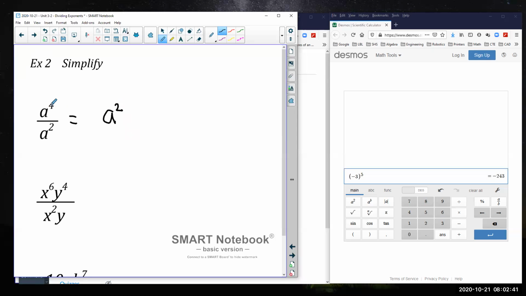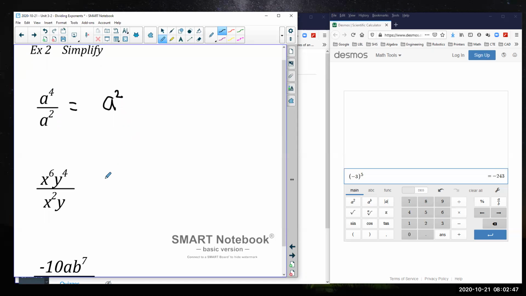So look at the difference here. I've got 4 on the top, 2 on the bottom. I've got 2 more on the top, so I got a to the 2nd on the top there. This one, I'm just going to go through each one of these variables individually and work this through. So I've got x to the 6th and x squared. And so on the top, I've got more x's, so there's a difference of 4. So I'm going to get x to the 4th on the top.